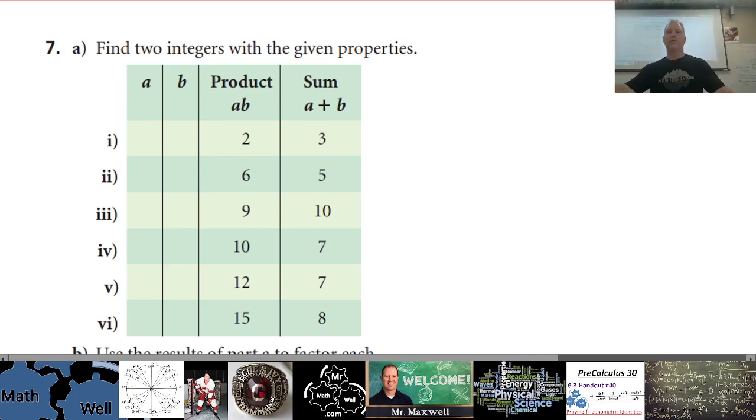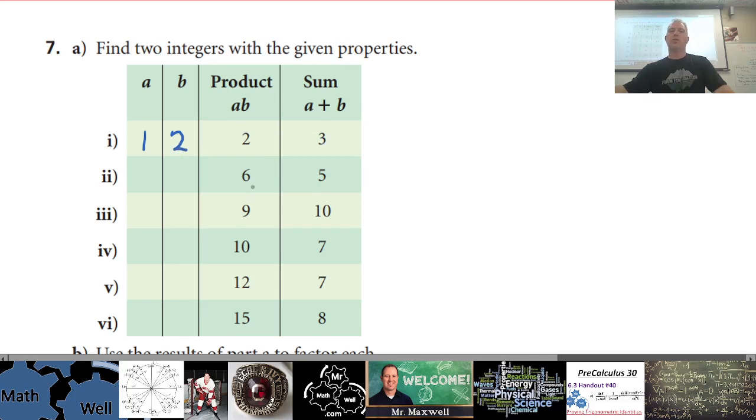All right, so to find two integers with the given properties, this is a way of thinking about it: this is the product here in this column, and this is the sum. So what two numbers multiply to 2 and add to 3? What do you think? 1 and 2, yeah, thank you. 1 times 2 is 2. 1 plus 2 is 3.